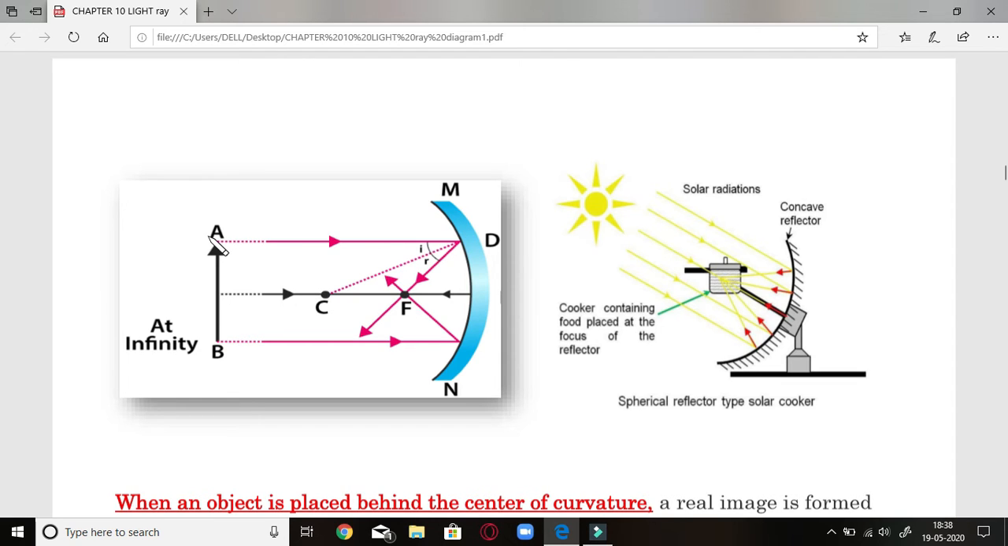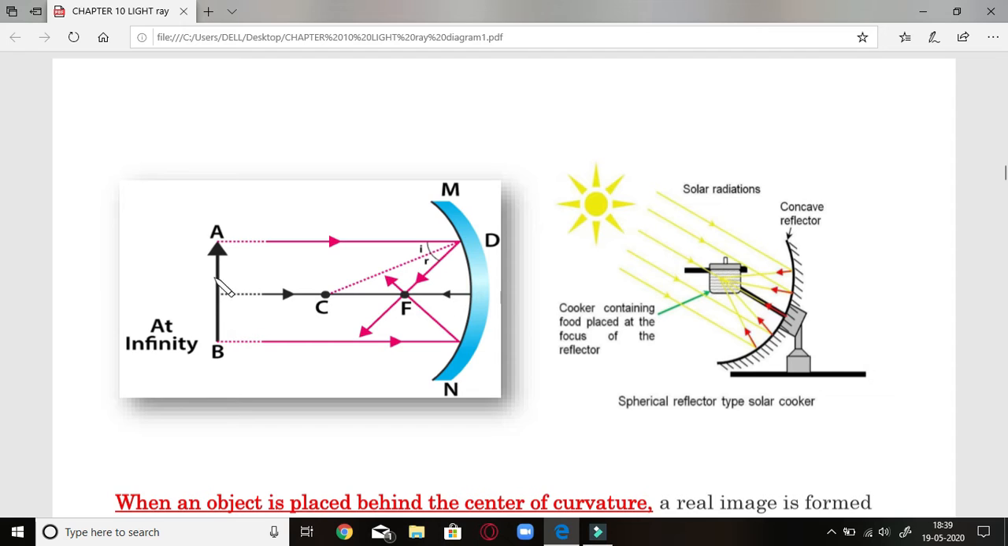First we will take when the object is at infinity, very far off. Second is beyond C. Third is at C. Fourth is between C and F. Fifth is at F. Sixth is between F and P. So these are the 6 positions where we can keep our object in the upright position.